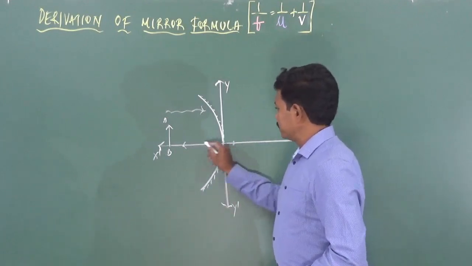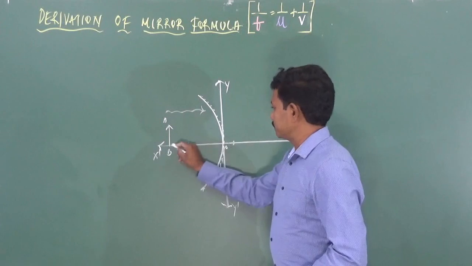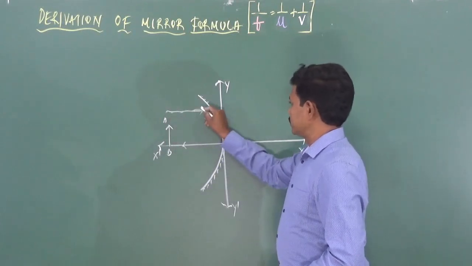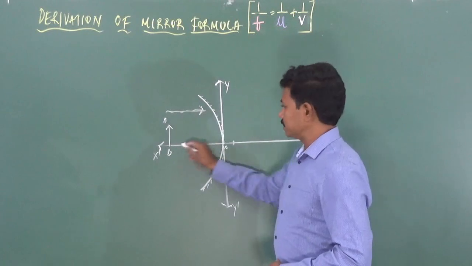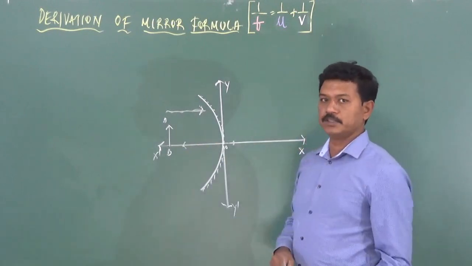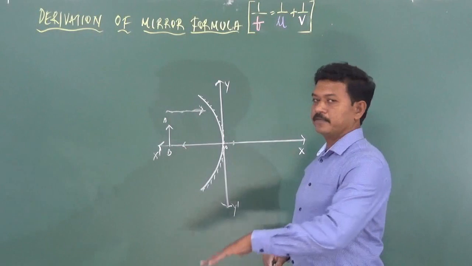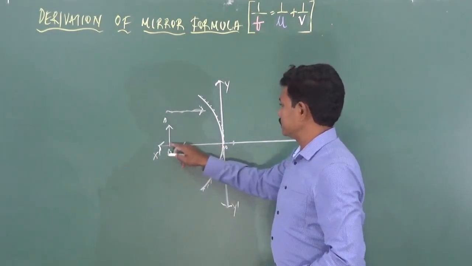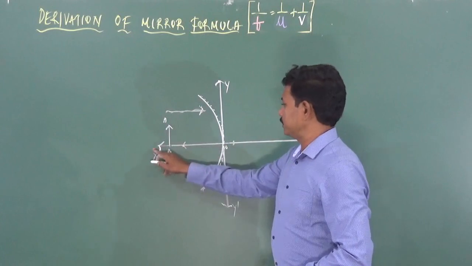If the distance of the object from the mirror is measured in the direction opposite to the direction of the incident light rays, then it is taken as negative, as I had discussed with you. Apart from that, this is also 100% true. Here the object is kept on the negative part of the x-axis.